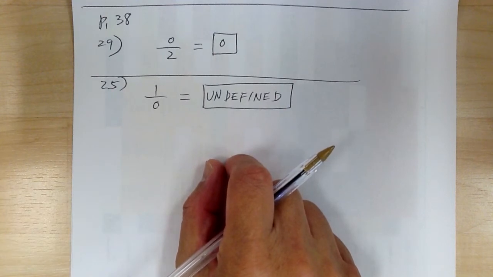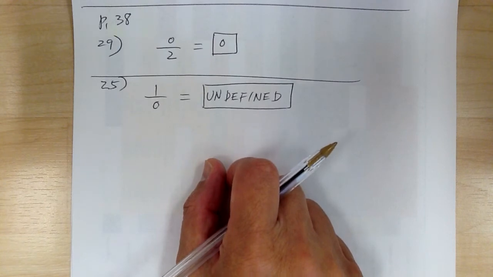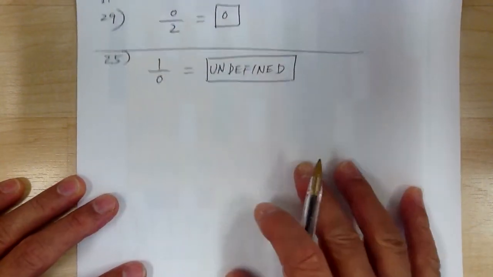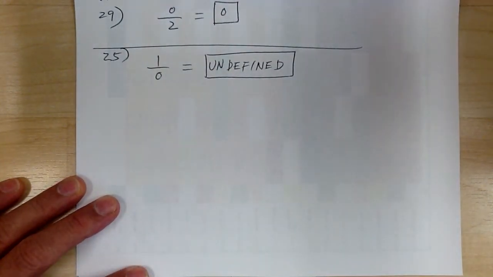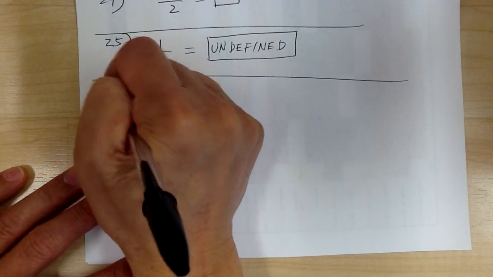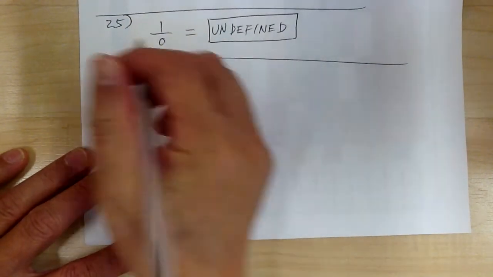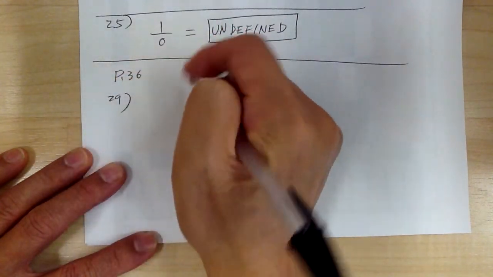The next thing you need to know is how to multiply the mixed numbers. The way to study for the test is, again, just make sure you practice the review exercises. Okay? So let's go back to page 36 and let's go to number 29.